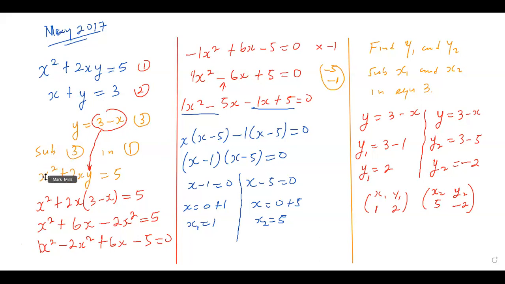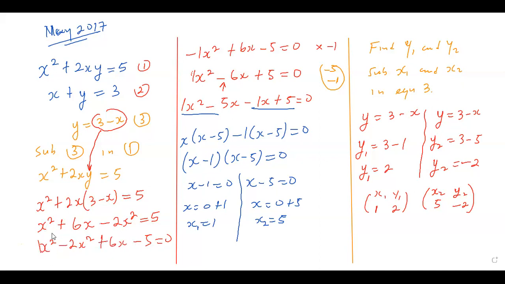So we write x squared plus 2xy is equal to 5. Now, wherever we have y, we replace it by 3 minus x. So you have x squared plus 2x, instead of this y, we put 3 minus x, is equal to 5, right? Then we expand the bracket, so you have x squared plus 6x minus 2x squared is equal to 5. Then we make everything equal to 0.